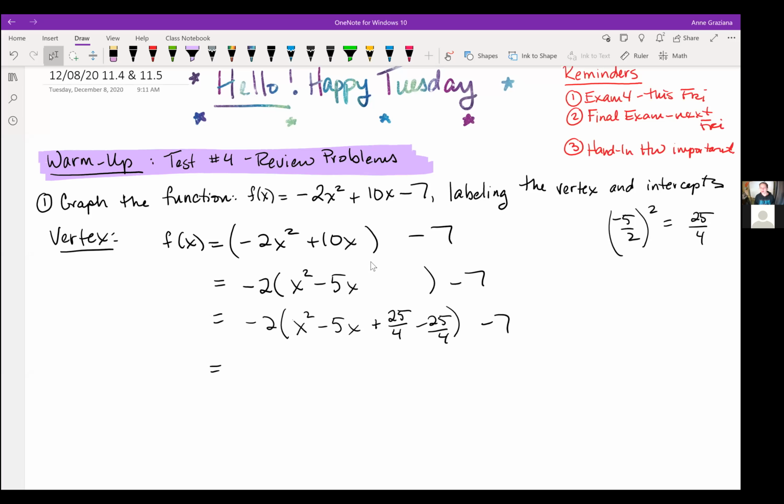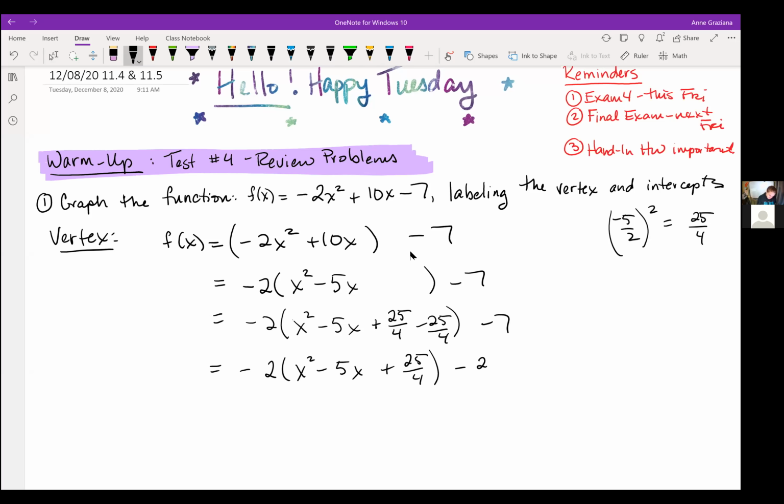Sorry, didn't mean to interrupt you. Go ahead. What'd you do? No, you're okay. But I moved the 25/4 outside of the parentheses along with that 2 in the front, which I multiplied by that 25/4. Good. So leave the positive 1 inside.